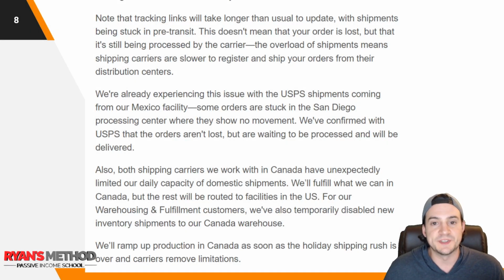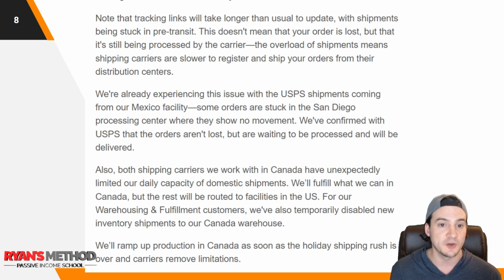Note that tracking links will take longer than usual to update, with shipments being stuck in pre-transit. This does not mean that your order is lost, but that it's still being processed by the carrier. The overload of shipments means shipping carriers are slower to register and ship your orders from their distribution centers.